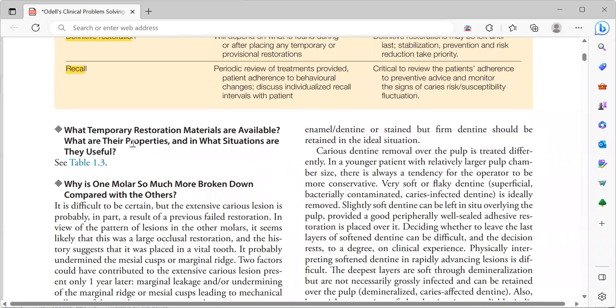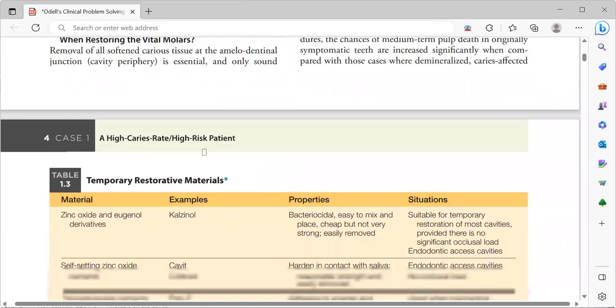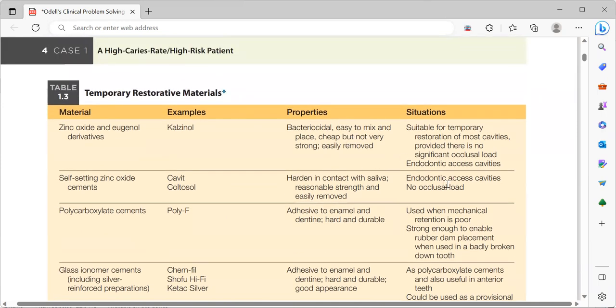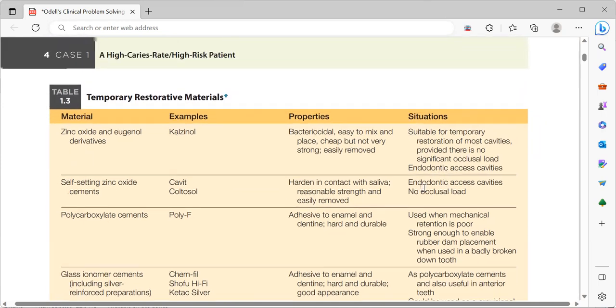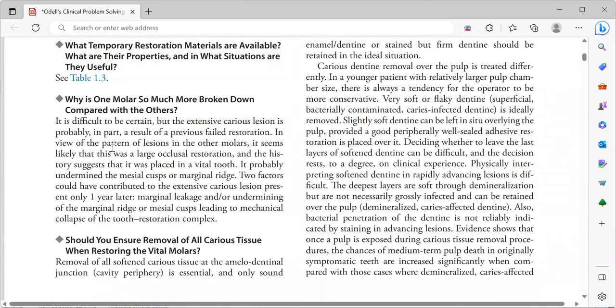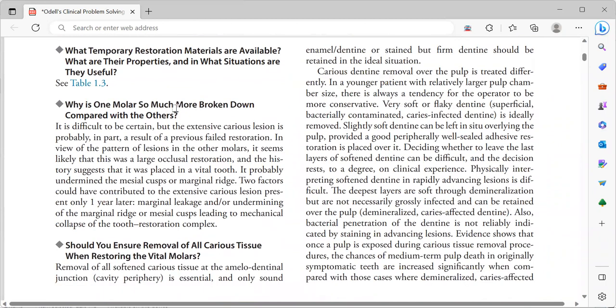Then they mentioned what temporary restoration materials are available and what their properties are. So there are certain types of temporary restoration material. You can read about them, and these are their properties, and these are the situations where we favor one over the other. Then, why is one molar so much more broken down compared to the other?